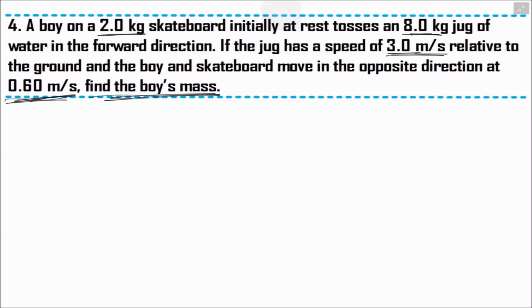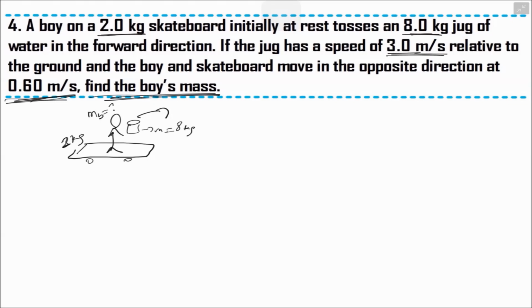In this question we have a skateboard, and there is a guy on it, and that guy throws a jug in the forward direction with the velocity of 3 meter per second. The mass of the skateboard is 2 kg, the mass of the boy is unknown, the mass of the jug is 8 kg, and the speed of the jug is 3 meter per second.